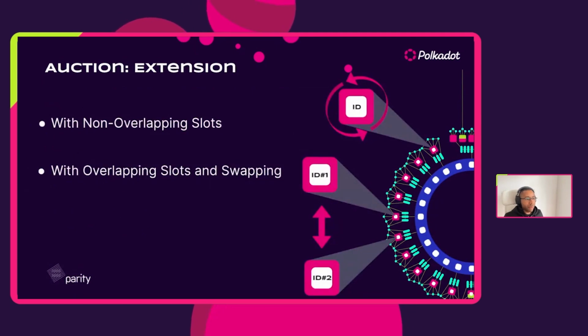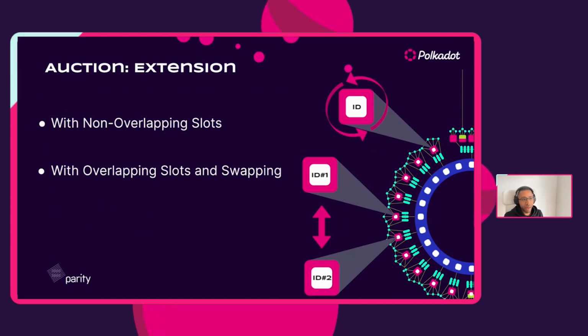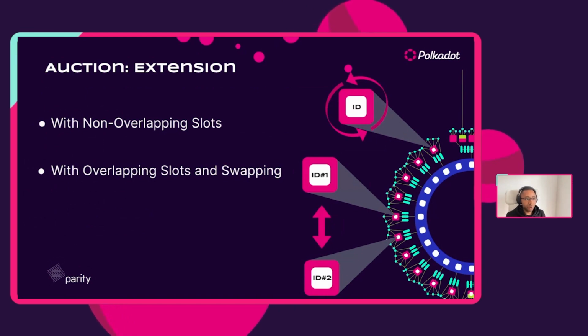So to extend the lease of your parachain, there are several options. Lease extension with overlapping slot is one of them. Slot overlapping occurs when a parachain acquires a new slot where the first lease period of this new slot is before the last lease period of the current slot. So for the duration of the overlap, the team actually has more than one slot available.